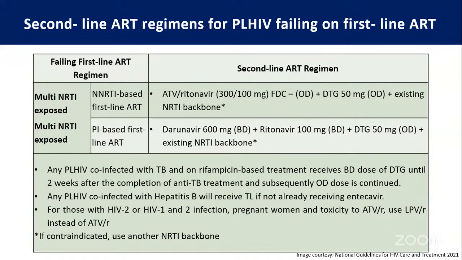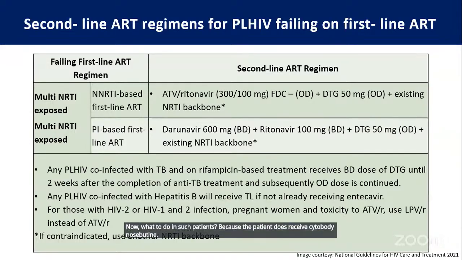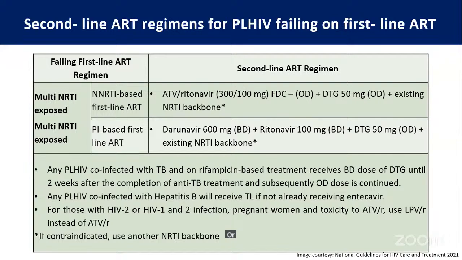Now, continuing with the further failures, there are patients who have received multiple NRTIs, both thymidines as well as non-thymidines, during the first line itself. Now, what to do in such patients? Because the patient has received zidovudine or stavudine or abacavir or tenofovir as first line, either due to change for side effects or stockouts or intolerance.